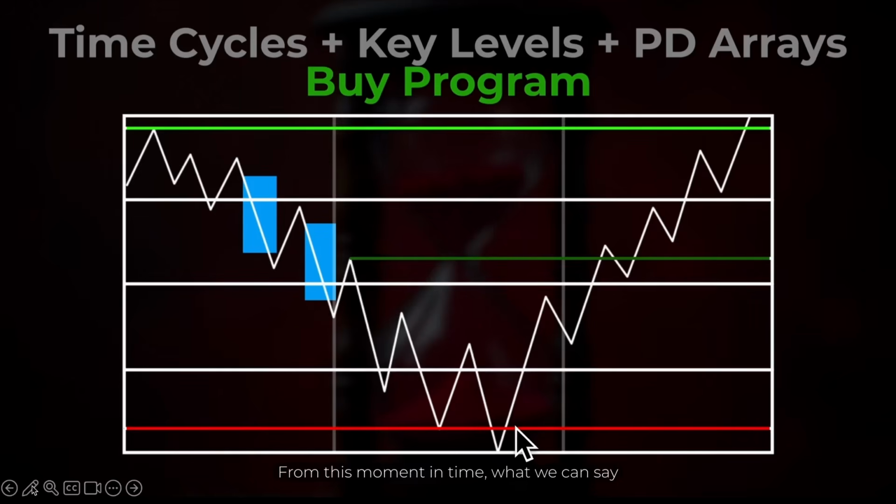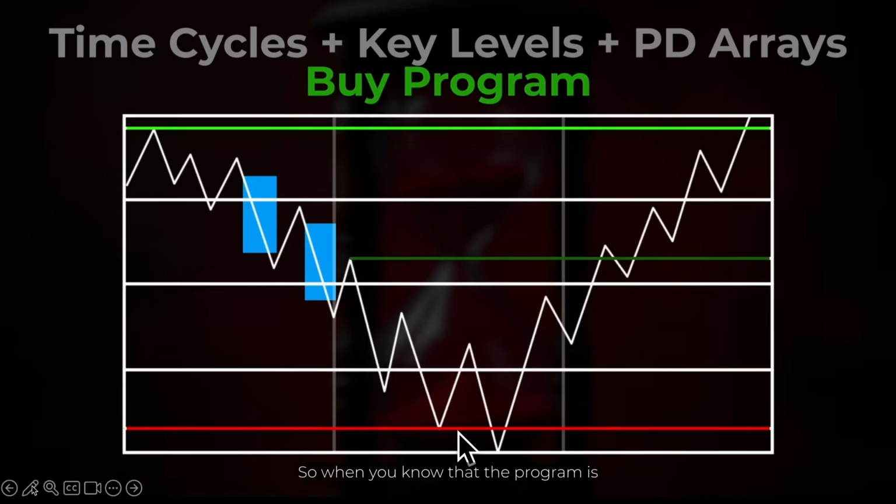From this moment in time, what we can say is that the sell side of the curve is completed, and now we can anticipate the buy side of the curve to take place. This is what your focus has to be on, becoming very good at recognizing reversals. When you become very good at recognizing smart money reversals, trading the right side of the curve will be very straightforward. Why? Because the right side of the curve is a reflection of the left side of the curve.